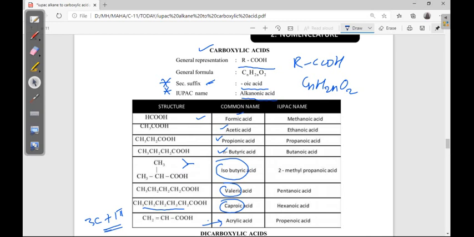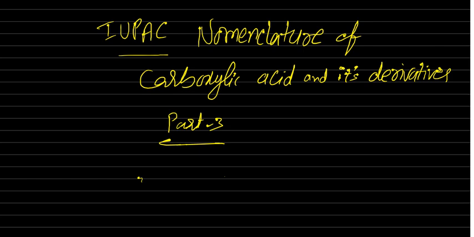Now IUPAC. You have to memorize the common names only. For IUPAC, if you know the rules, we can give a name for any given compound based on the rules. We have to learn mainly only the suffix and the IUPAC name order. Now only 1 carbon is there, so methane plus oic acid, methanoic acid. You can see here.